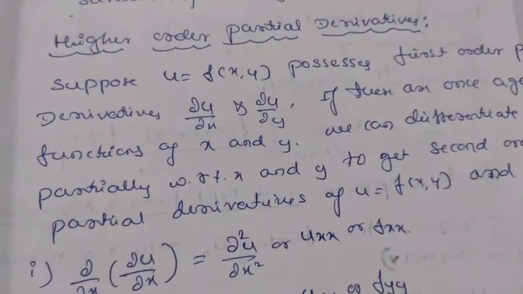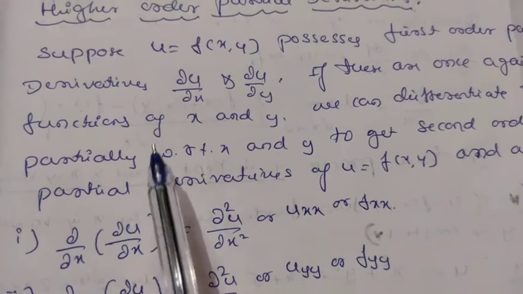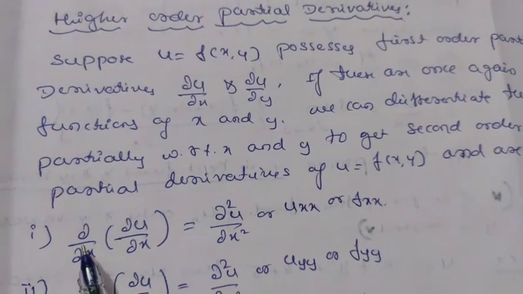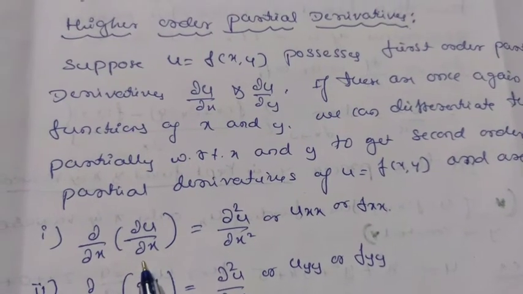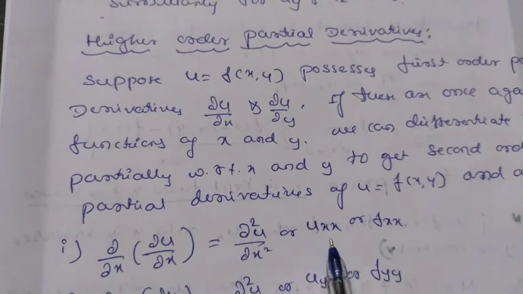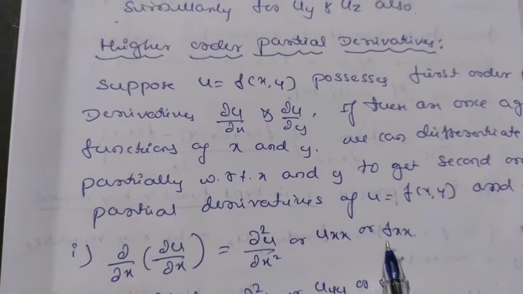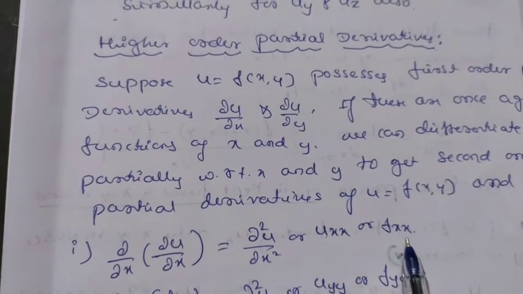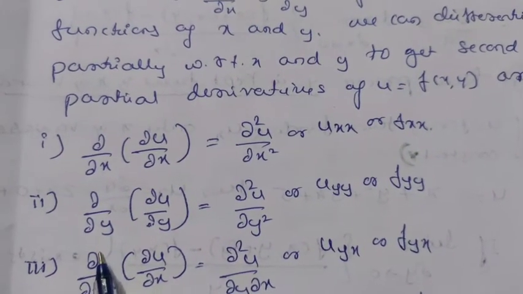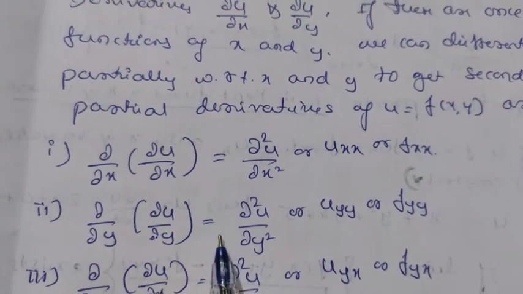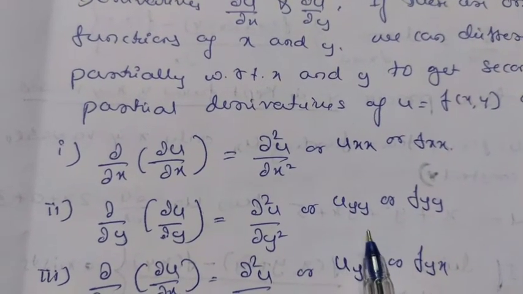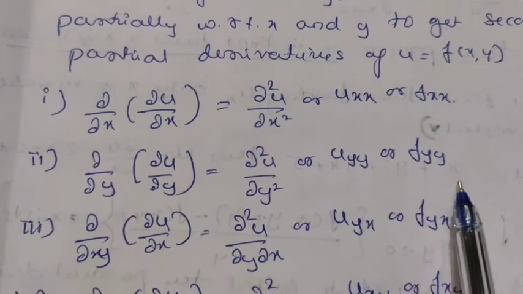So as we know, if you differentiate dou u by dou x partially with respect to x, then it is dou by dou x of dou u by dou x, which is equal to dou square u by dou x square, or uxx, or it is also denoted by fxx. Similarly, the second one, dou by dou y of dou u by dou y, is equal to dou square u by dou y square, or uyy, or fyy.